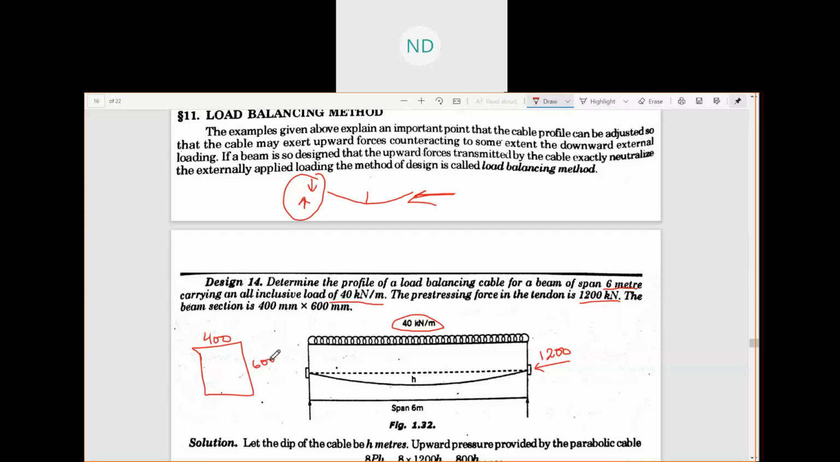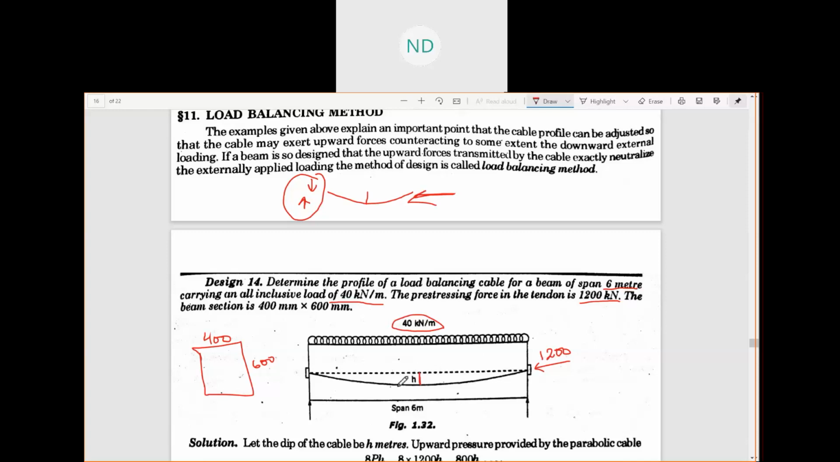So what is our question? We have to determine the profile of the load balancing cable. Profile of the load balancing cable means, what is the profile of this? This is a parabolic profile, and how will we know it is a parabolic profile? By this dip. If this dip is 100 mm, it will be here. If it is 50 mm, it will be here. So the profile will be designed according to this dip. If we know the dip, we know the profile.